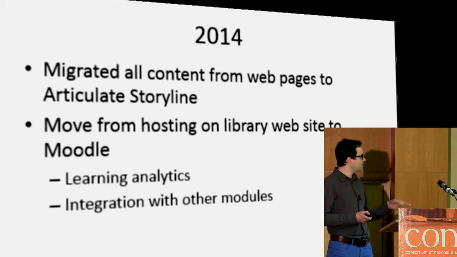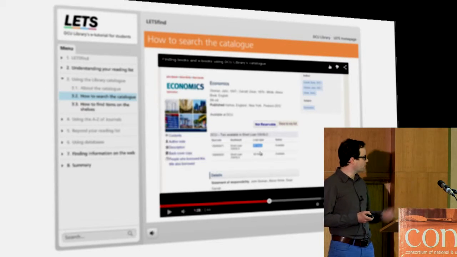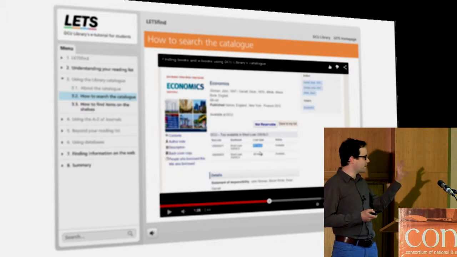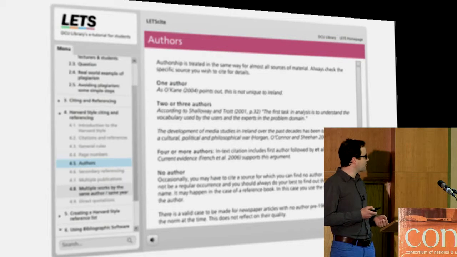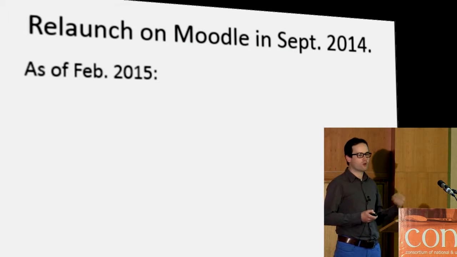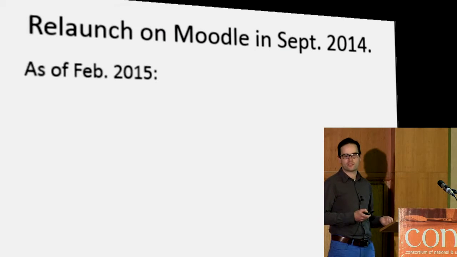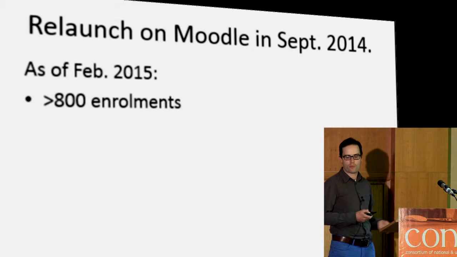What you see there is a webcast on using the catalog that we created ourselves. Still a very text-based content in there. And so we did a soft launch in September. As of February, we had 800 enrollments. This would all have been, I suppose, the equivalent of walk-in students who just signed up off their own bat, which out of about 4,000 new students per year was pretty good.